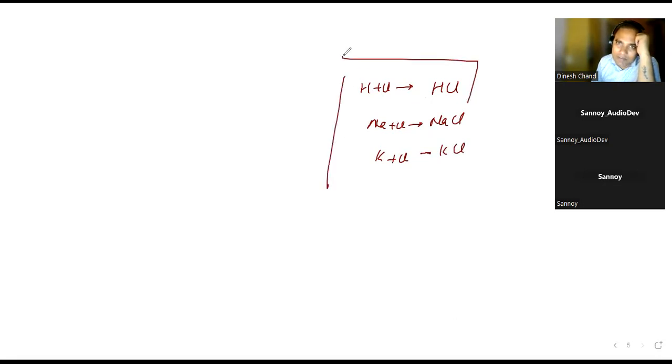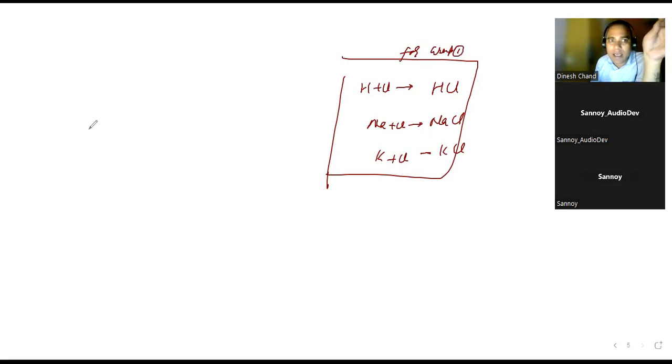Now, you see the similarity otherwise. H plus Cl gives a similar compound. Na plus Cl again gives a similar compound. K plus Cl also gives a similar compound. This is showing it is for group 1. So one property says it should be kept in group 1.